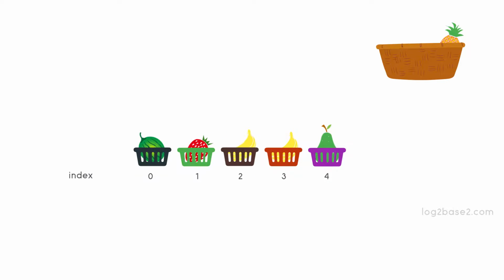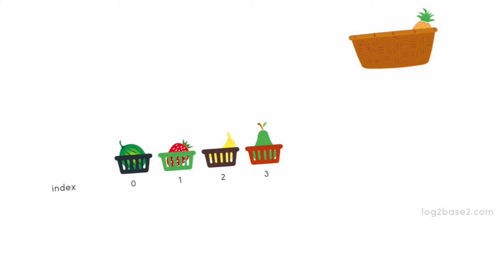So shift banana one position left to index 2. Now index 3 is free. So shift guava one position left to index 3 and index 4 is free now. And we don't have a fruit for this location, so we don't need it anymore. So that is how it is done.